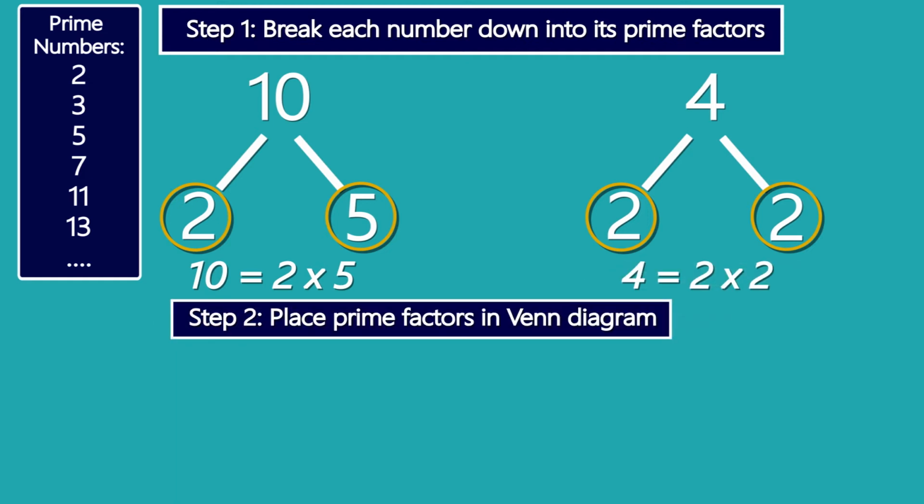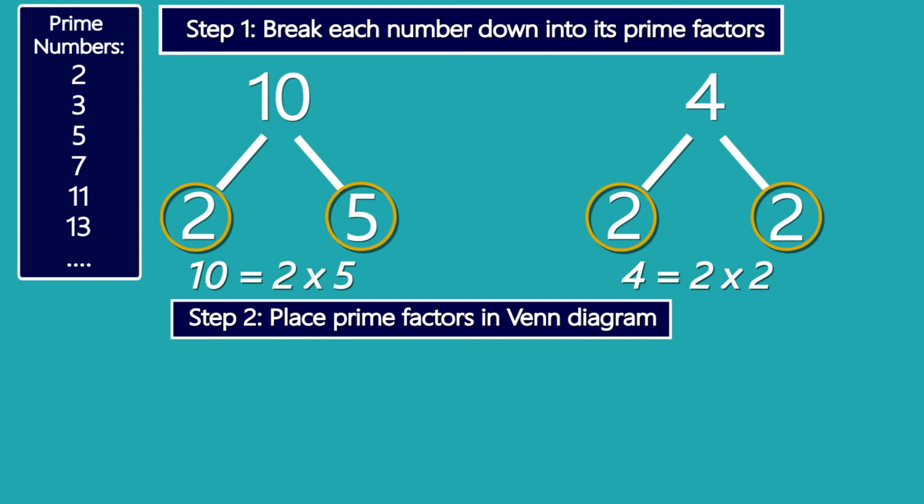Step 2 is putting my prime factors into the Venn diagram. As you'll see, I'm only going to move the numbers that have been circled, the prime numbers, not, for example, 10, because that's not a prime number. So we're only taking the prime numbers and putting those in our Venn diagram.